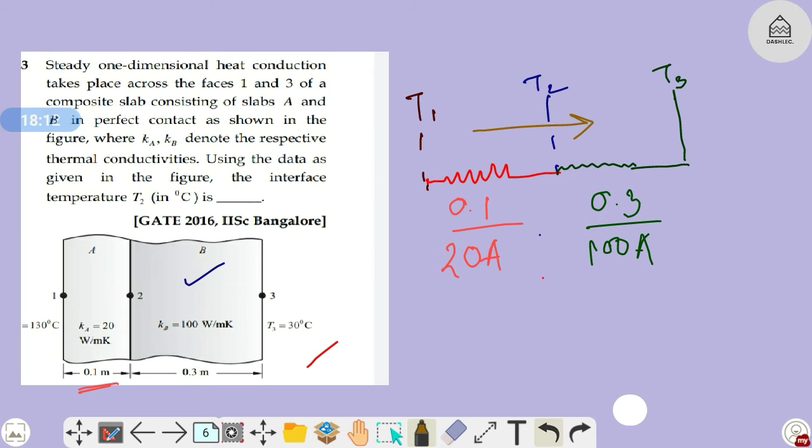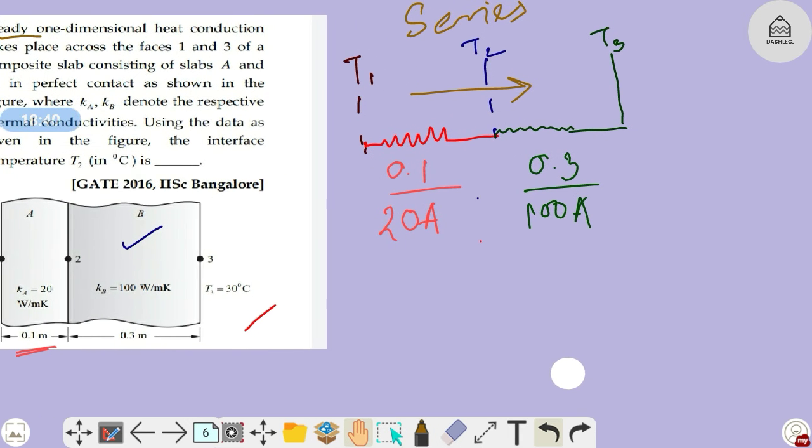The heat that is traveling here. As this is in series, can I say the heat that is traveling between T1 and T2 is also traveling between T2 and T3, the same heat? Yes, because these are in series, and it is also in steady state. Yes or no?